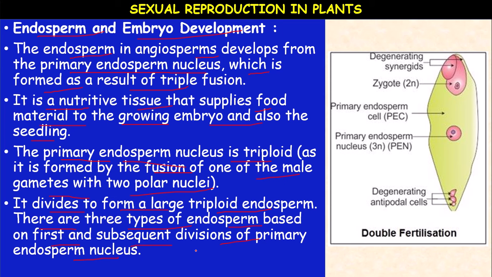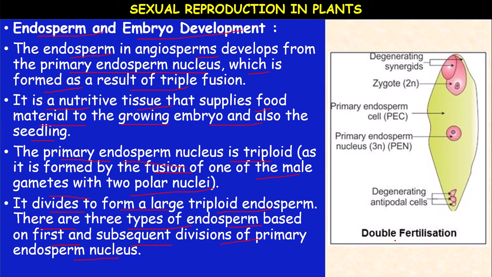Such seeds are called non-endospermic or exalbuminous seeds, for example pea seed. Or the endosperm may persist in the mature seeds also. Such seeds are called albuminous seeds, for example castor, cereals, etc. There are three types of endosperm: nuclear type, cellular type and helobial type.